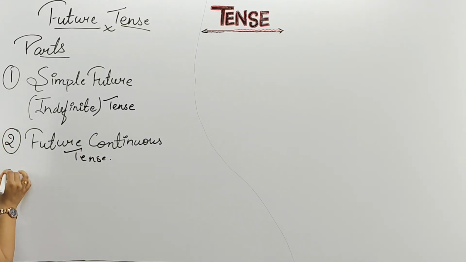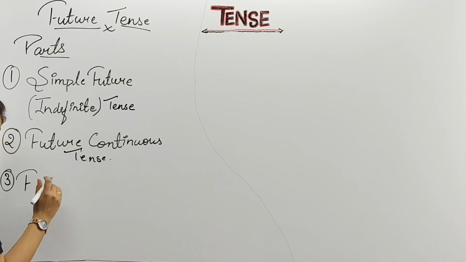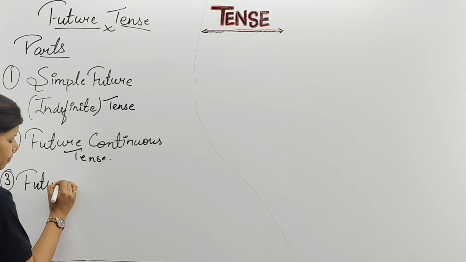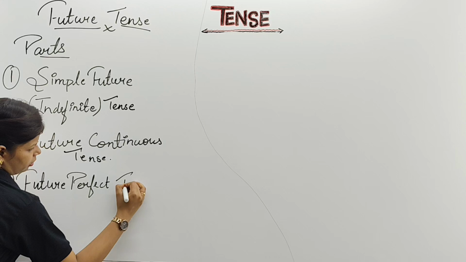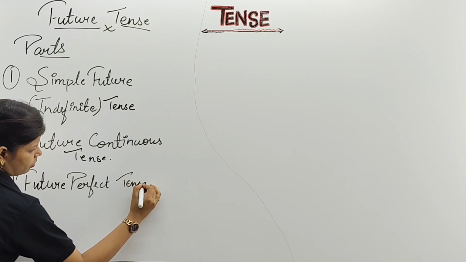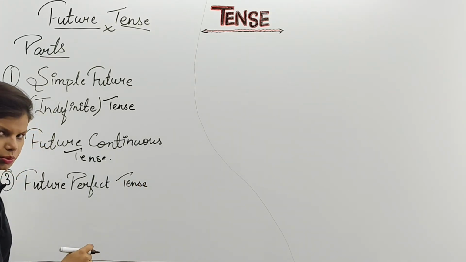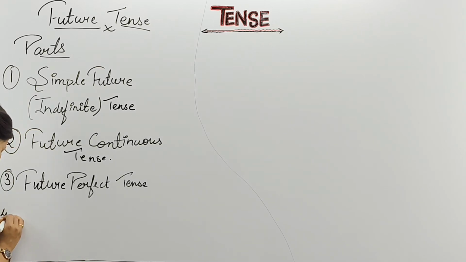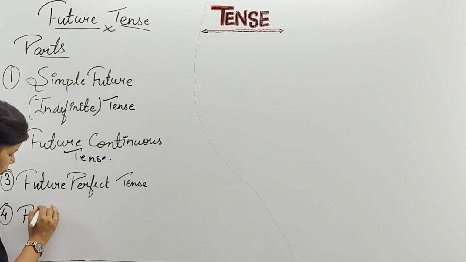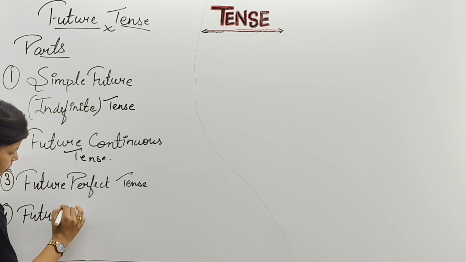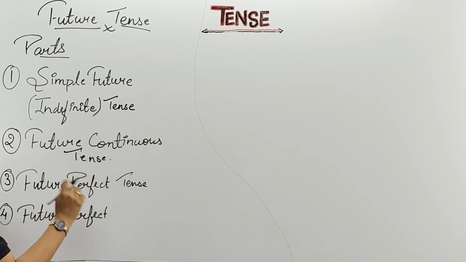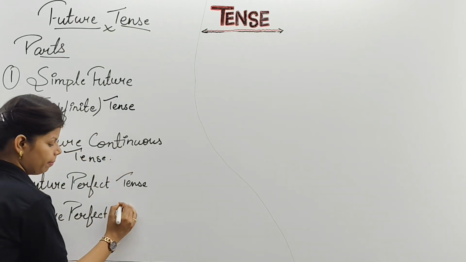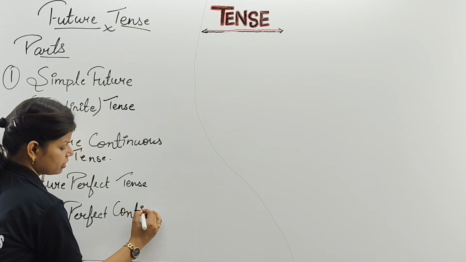Third of yours is what? Same, you have perfect in case of present as well as past. So here also we have future perfect tense. Clear? Understood, no? And the last one we have is future perfect continuous tense. That means perfect is going to join with continuous and they form future perfect continuous tense.